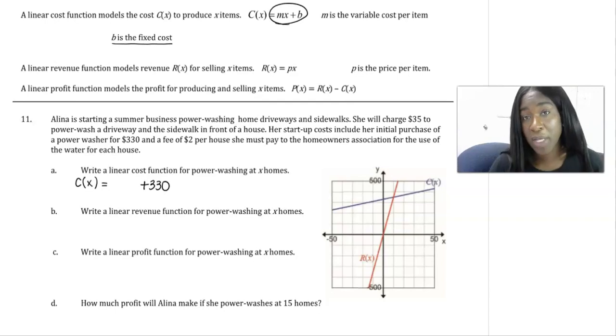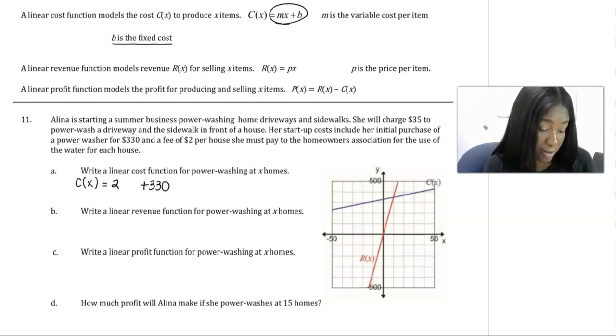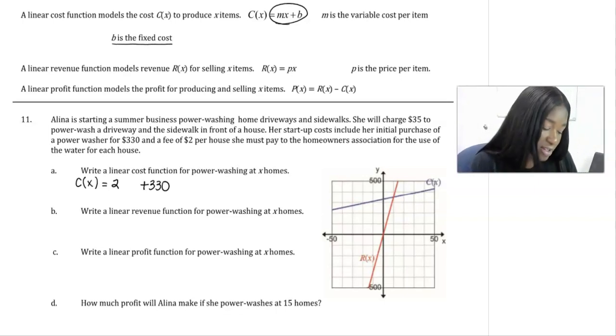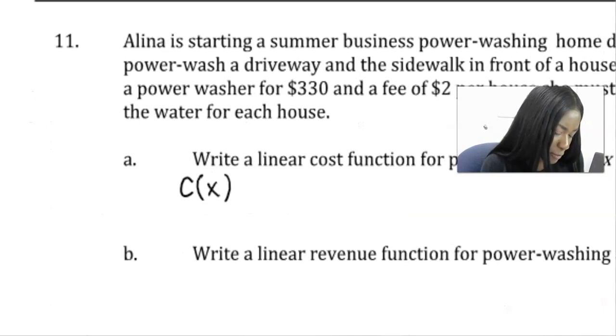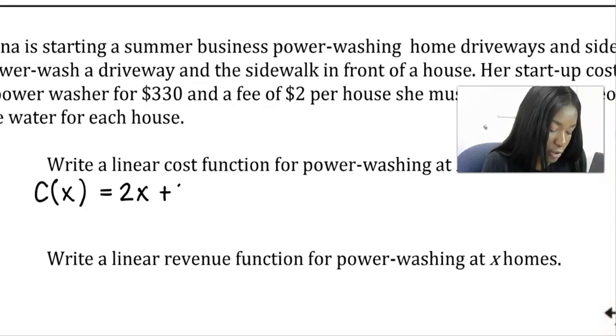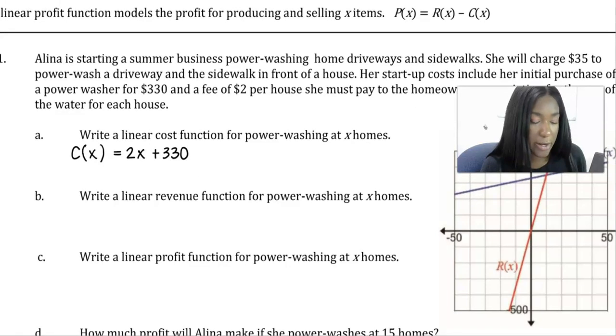But she also has to pay the Homeowners Association a fee of $2 for every house that she washes. So if she washes one house, she pays $2. If she washes 2 houses, she pays $4. 3 houses, $6. So generally speaking, she pays 2x. So her cost to wash x houses is 2x plus 330. 2x is going to the Homeowners Association, and the 330 is the cost she paid for the power washer.